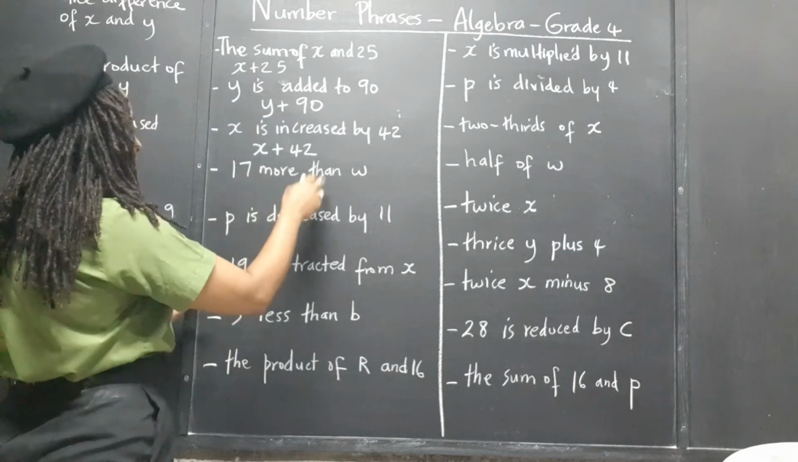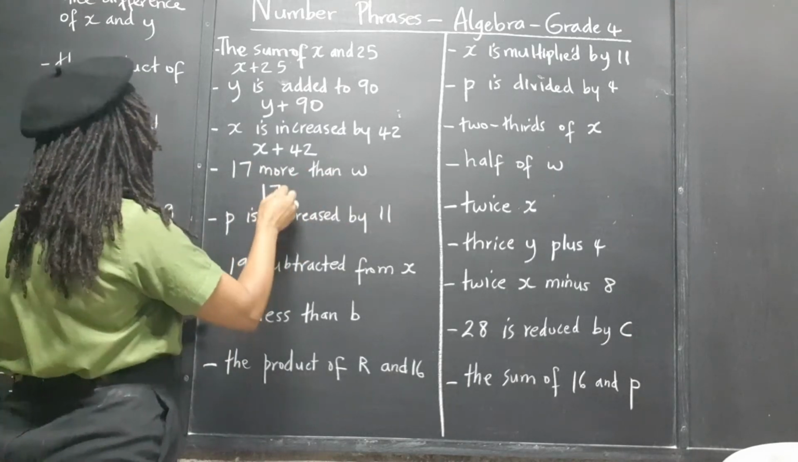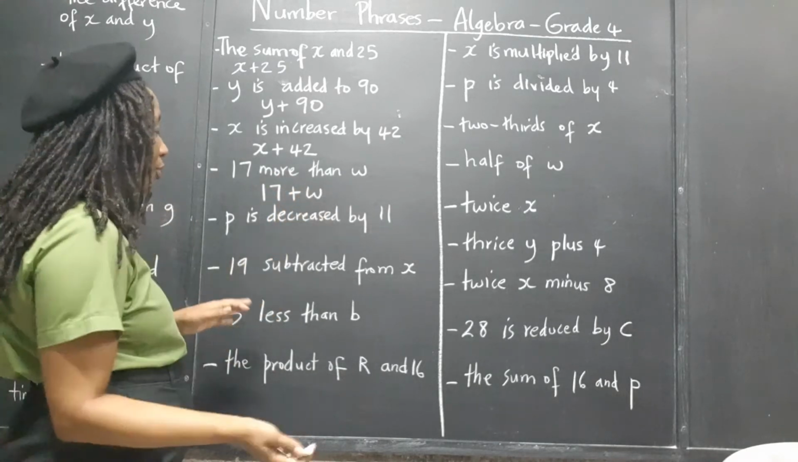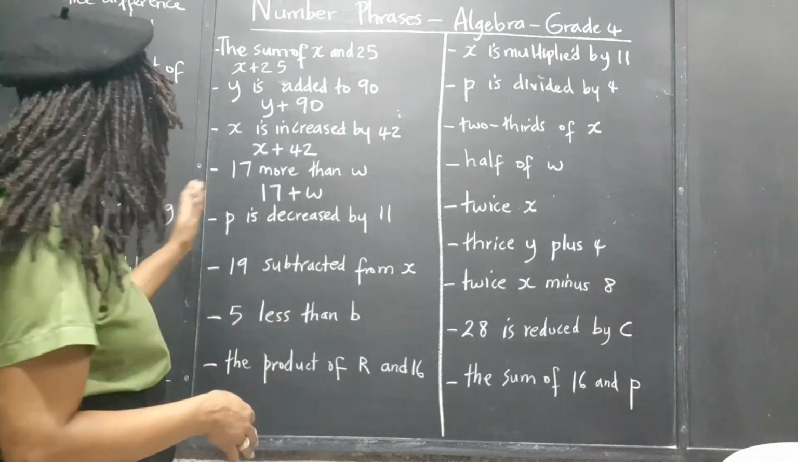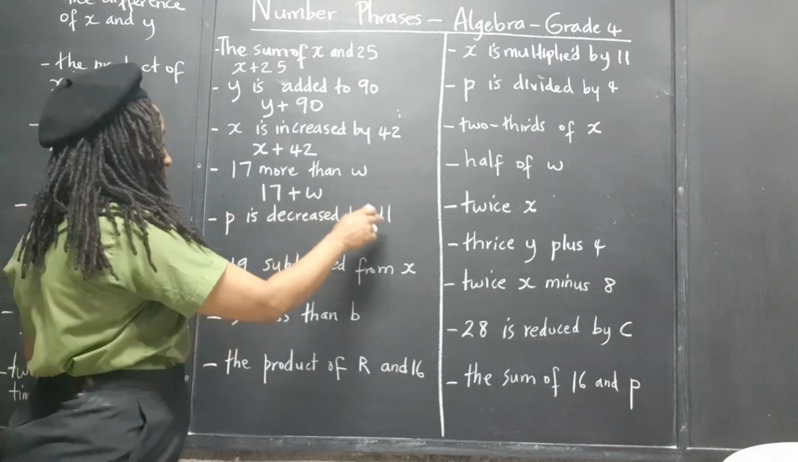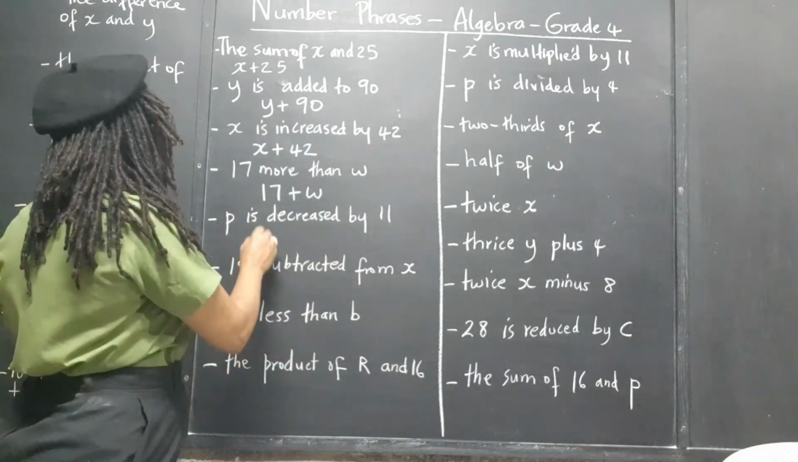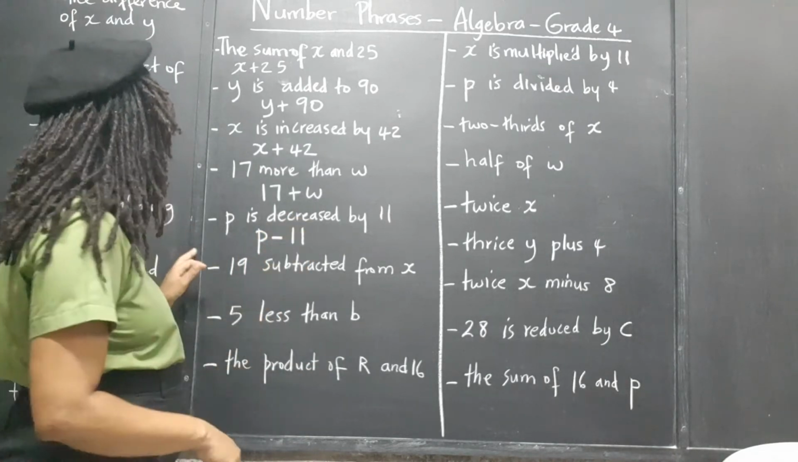17 more than w. Again, more than means we're adding. So 17 more than w, or we could say w plus 17. Remember, addition is commutative, it doesn't matter which one you do first. P is decreased by 11. Decreased means it's getting less. So P is decreased by 11.